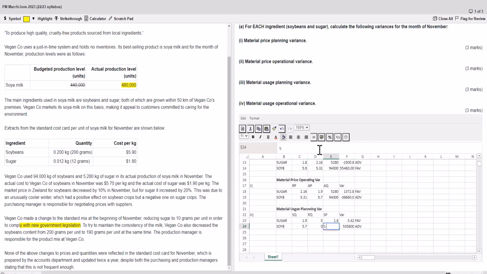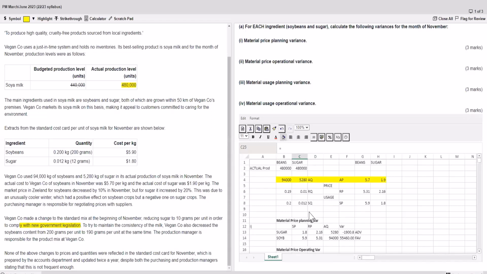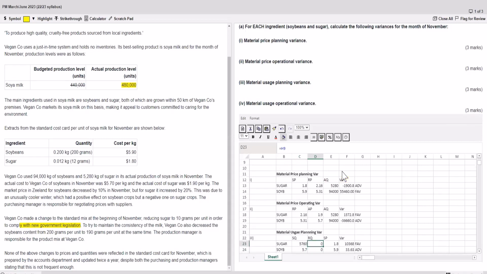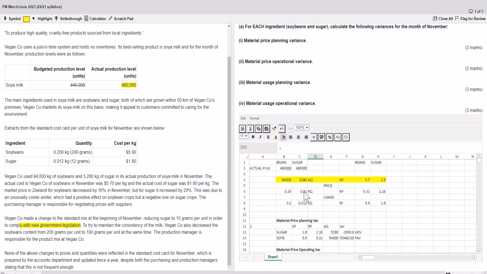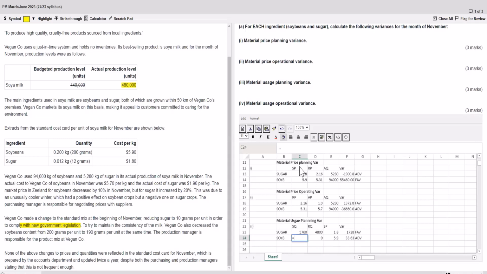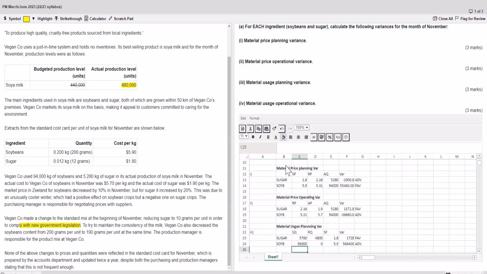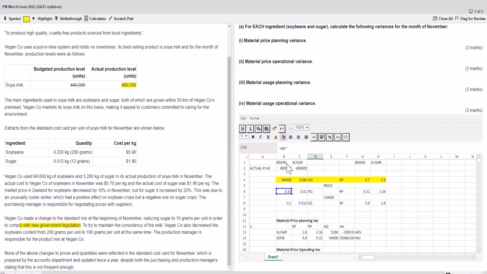Make sure you use the same figures as you've used in the price planning variance, etc. The standard price. And now we need to come up with the standard quantity and the revised quantity. So basically, for sugar, the standard quantity is that times by the actual production. The revised quantity is the revised one times by the actual production. And the soybeans, the same, that standard times by the actual production, and that standard times by the actual production.